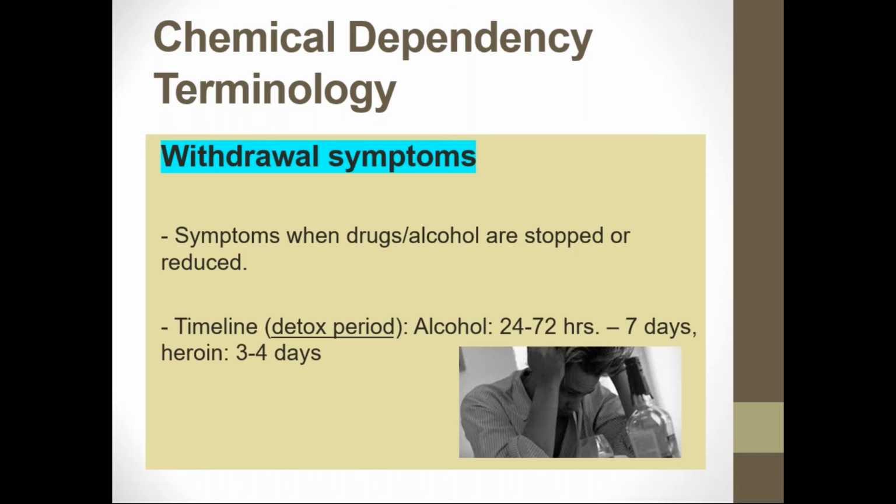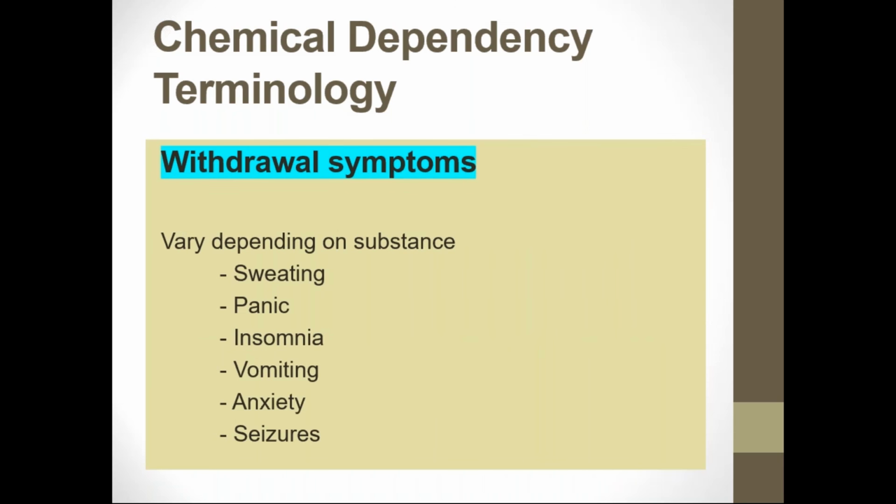So when patients go to detox, that's the period, depending on the substance, it could be the period between 24 hours to 7 days or even more, where the patient goes through detox. And those are the symptoms that the patients feel. So it depends on the substance, but typical and common withdrawal symptoms are sweating, panic, insomnia, vomiting, anxiety, and even seizures. So like I said at the beginning, I would learn 2 or 3 of these lists. So I'm ready when the withdrawal symptoms conversation comes up.